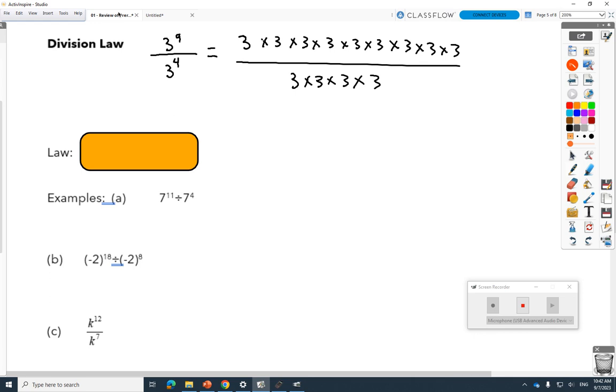So I've got a whole bunch of cancellation, and this part's fun. Cancel, cancel. That pair cancels. Cancel, cancel. That pair cancels. Cancel, cancel. Cancel, cancel. 4 of the 3's cancel, and then I'm left with how many 3's? 1, 2, 3, 4, 5.